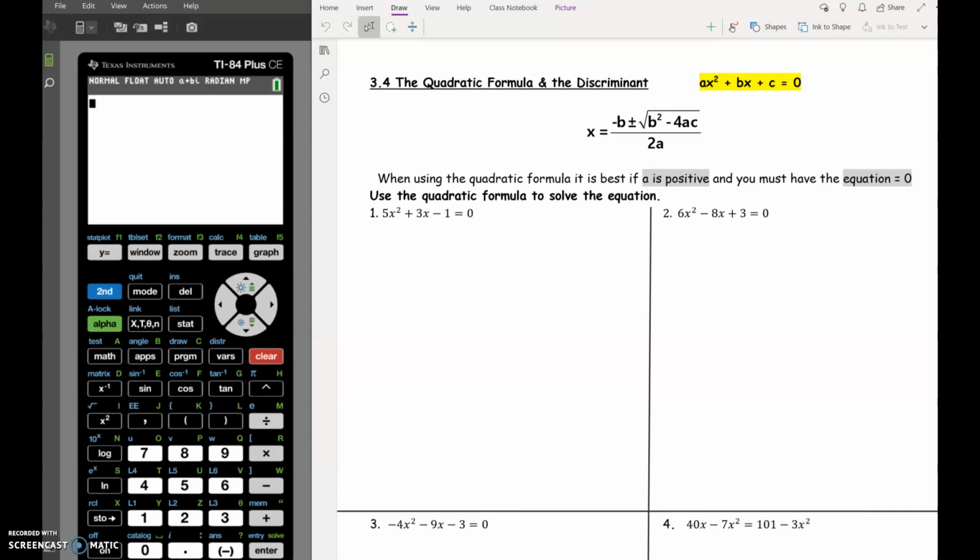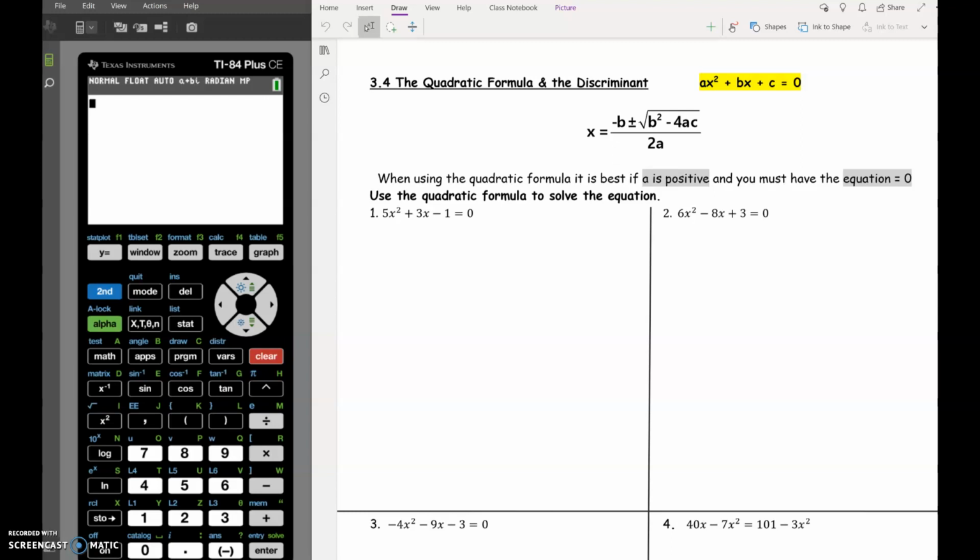rules. The bad thing about the quadratic formula is that it does take a little bit of work and a little bit of space on your paper, but each individual step is really not very difficult. The quadratic formula is especially good when you have quadratic equations that you cannot factor.